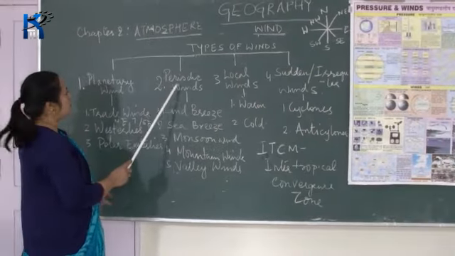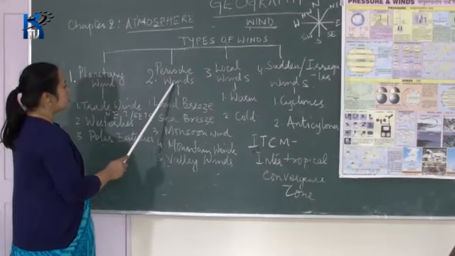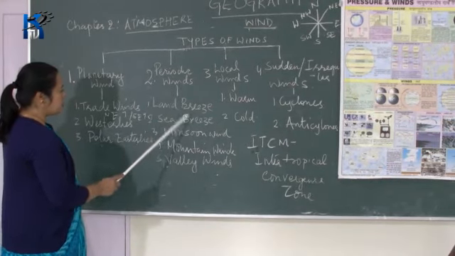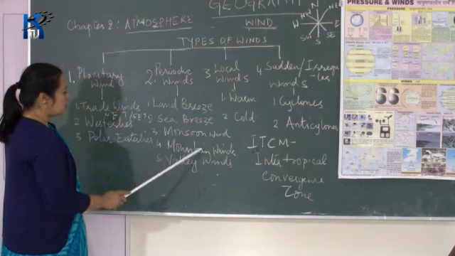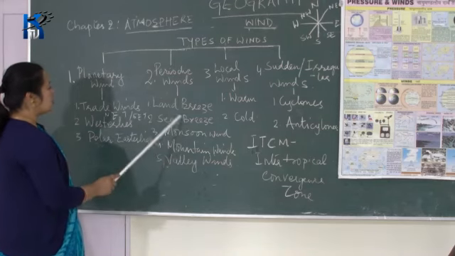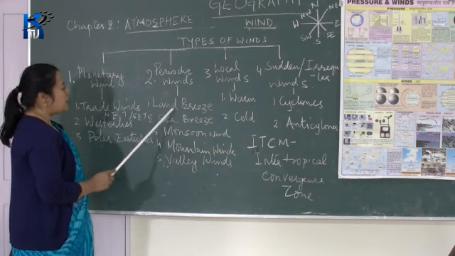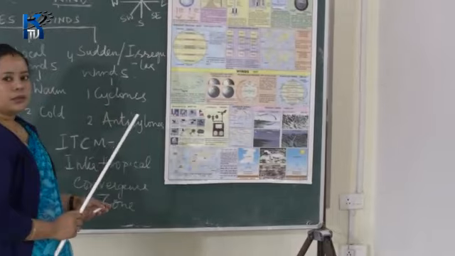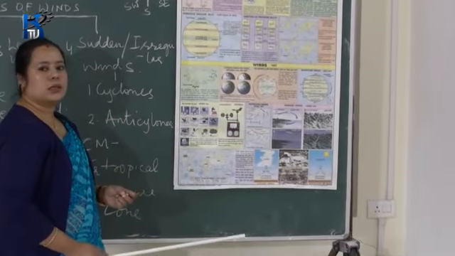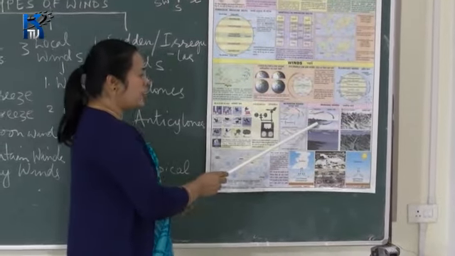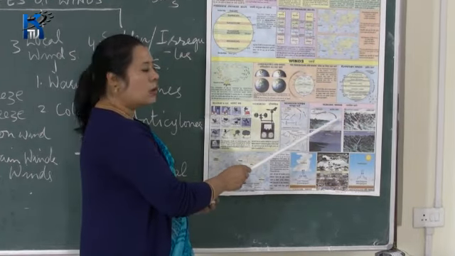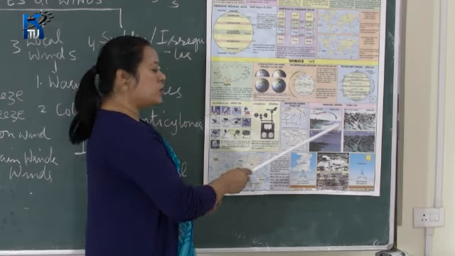The second type of wind is periodic winds. Periodic winds are of 4 types: land breeze, sea breeze, mountain wind and valley wind. Land breeze. As I already told you in my previous class, about the property of land and water: land gets heated very fast and cools very fast, whereas the sea warms up slowly and cools down slowly.